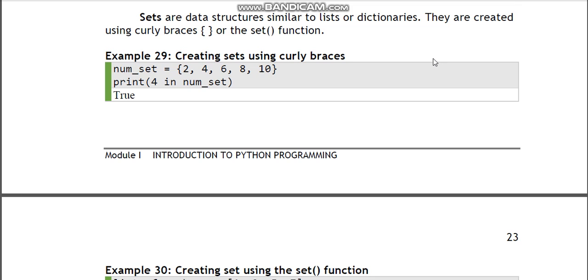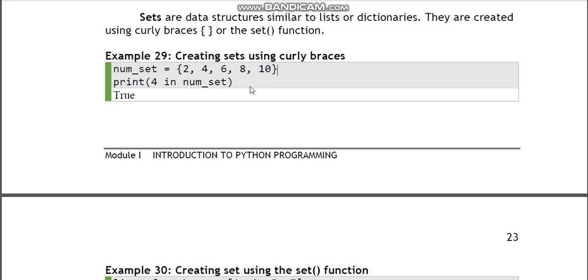Finally, we have the data structures called sets. Okay, so they are similar to lists or dictionaries. They are created using curly braces or the set function. Okay, so in this example, we have created a set using curly braces. So we have curly braces here to indicate the set.